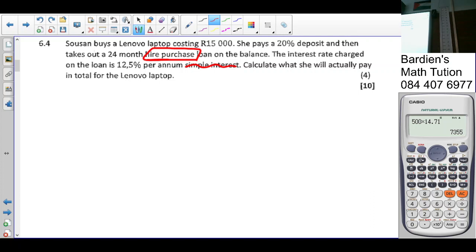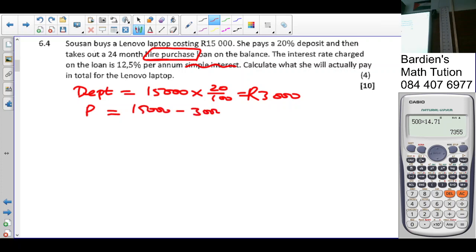So she's paying a deposit of 20%. So the deposit is equal to 15,000 times 20 over 100, which gives us 3,000 rand. Which means the principal, or the initial loan amount, will be 15,000 minus 3,000, which is 12,000 rand. Instead, we could have said the principal is 15,000 multiplied by 80 over 100, which gives 12,000 anyway. So instead of working out the deposit first and then subtracting, we could have done it straight.